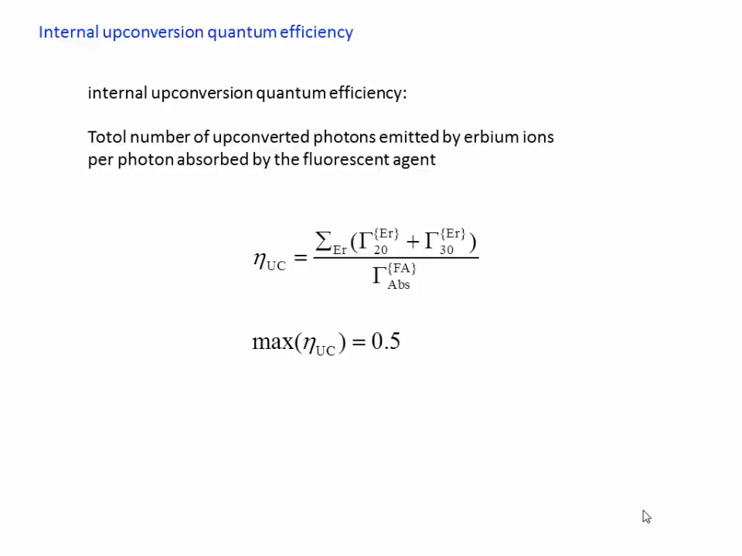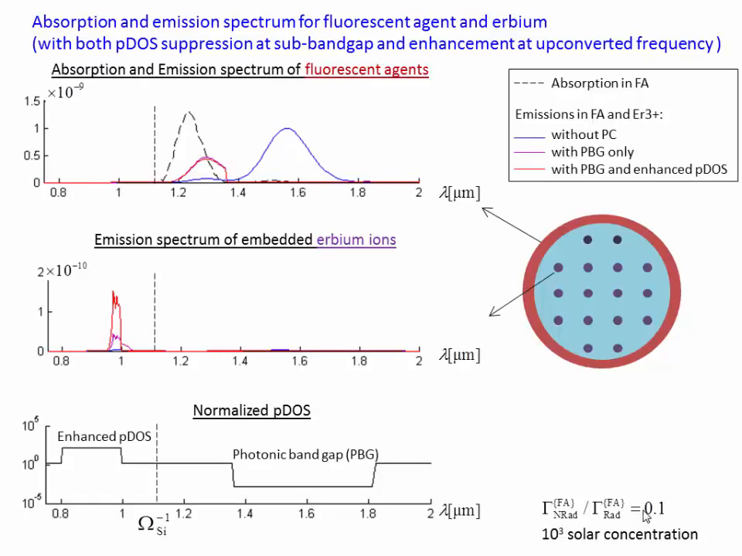So what happens if we have further enhancement of the photonic density of state at the upconverted frequency? Everything here is roughly the same, but not shown here is that there is a much reduced phonon transition in the fluorescent agent. But we can see that for the erbium ions, there is a much enhanced emission at the upconverted frequency. And so with this structure, with suppression of photonic density of state at the subband gap frequency and enhancement at the upconverted frequency, we can much enhance the overall upconversion efficiency.